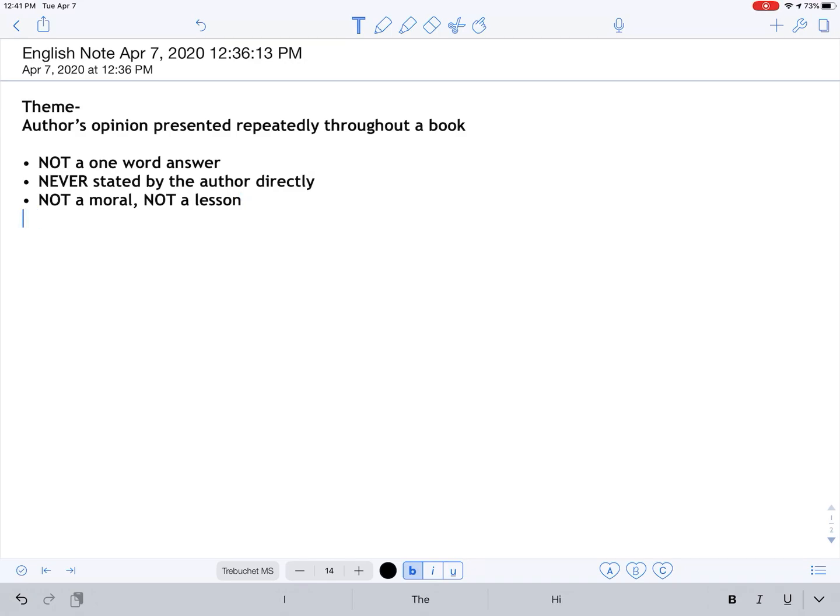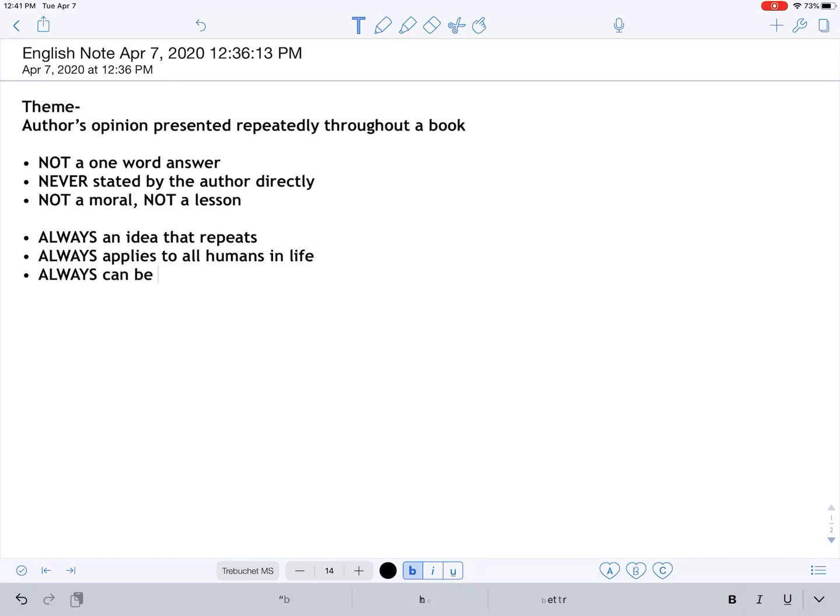So if it's not a theme, then what in the world is a theme? Well, let's consider it. A theme is always an idea that repeats. It always applies to all humans in life, and it always can be supported through the details of the story. Okay? So that gives you an idea that we're talking about the author's opinion that repeats, that applies to all people. Doesn't matter what your background is, doesn't matter what time in history it is, and it also can be supported through the details of the story.